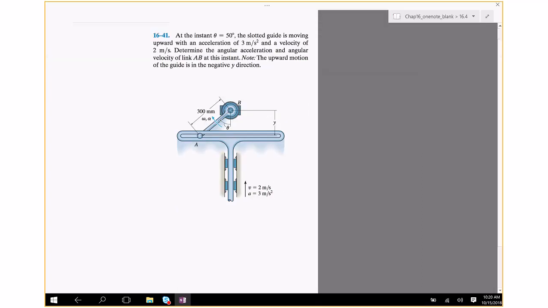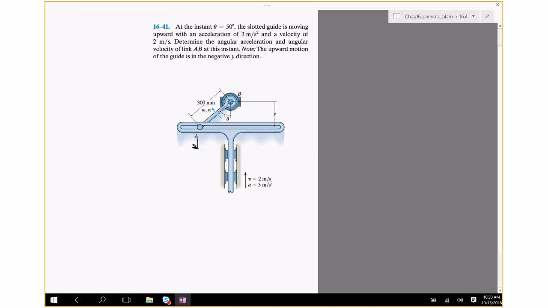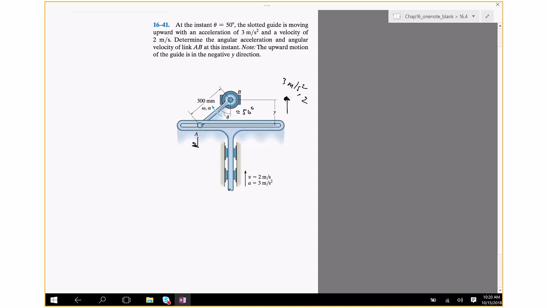Let's see if we can do this one. At the instant theta is 50 degrees, the slotted guide is moving with an upward acceleration. So this is the guide, it's moving upward with an acceleration of 3 meters per second square. And of course theta is 50 degrees and the velocity is 2 meters per second. So acceleration is 3 and velocity is 2. Determine the angular acceleration, angular velocity of link AB at this instant.